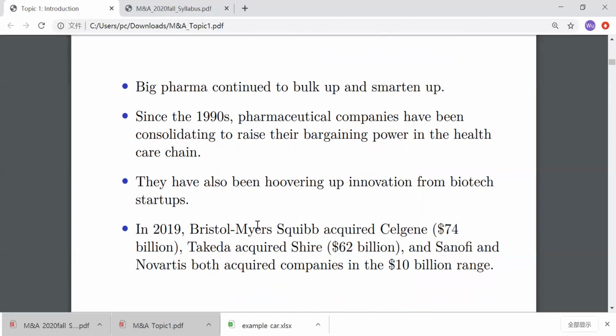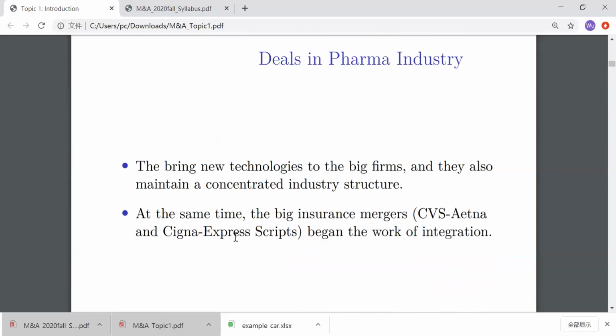And of course, we have this very big deal between Bristol Myers and Celgene. That's a very big deal, right? And then Takeda acquired Shire, and there are Sanofi and Novartis. They are all big pharmaceutical companies, and they all acquired companies in the 10 billion range. So that's what happened in the pharmaceutical industry. And the reason why companies are buying, again, is that merger acquisitions can bring new technology to the big firms, and that also contributes to the concentrated industry structure in this particular industry.